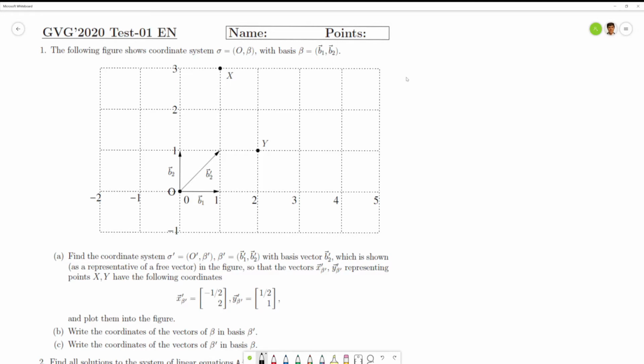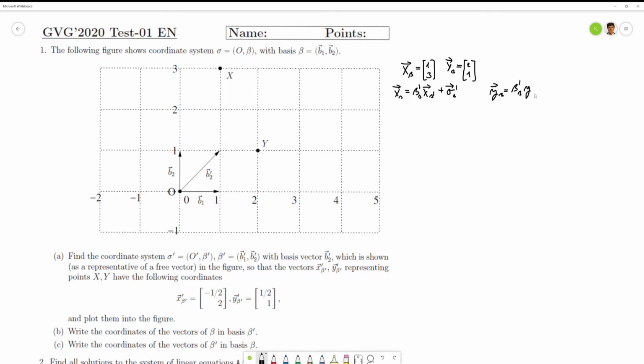The first task is to find the coordinate system beta sigma prime, which is composed of O prime and beta prime. And we know x prime in beta prime and y prime in beta prime. So we also can read from the figure what is x in beta and y in beta, and use the standard transformation function.